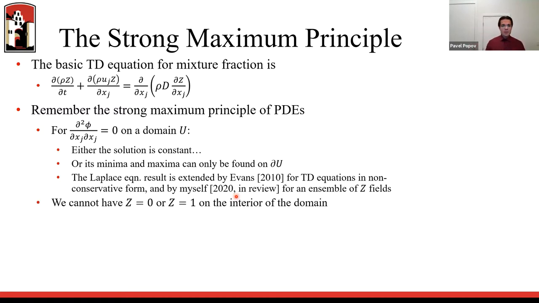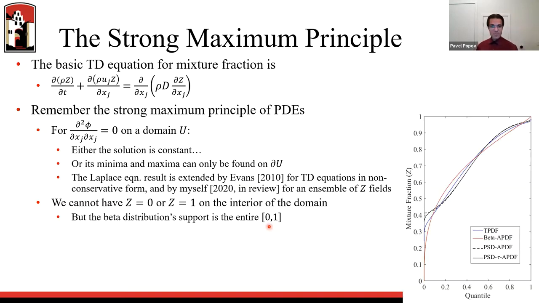And the upshot of the strong maximum principle is that on the interior of the domain, we cannot have either Z equal to zero or Z equal to one. So the mixture fraction on the interior of the domain has to be strictly between zero and one. Well, this is bad news for the beta distribution because its support without fail, just by its functional form, is the entire sample space between zero and one.